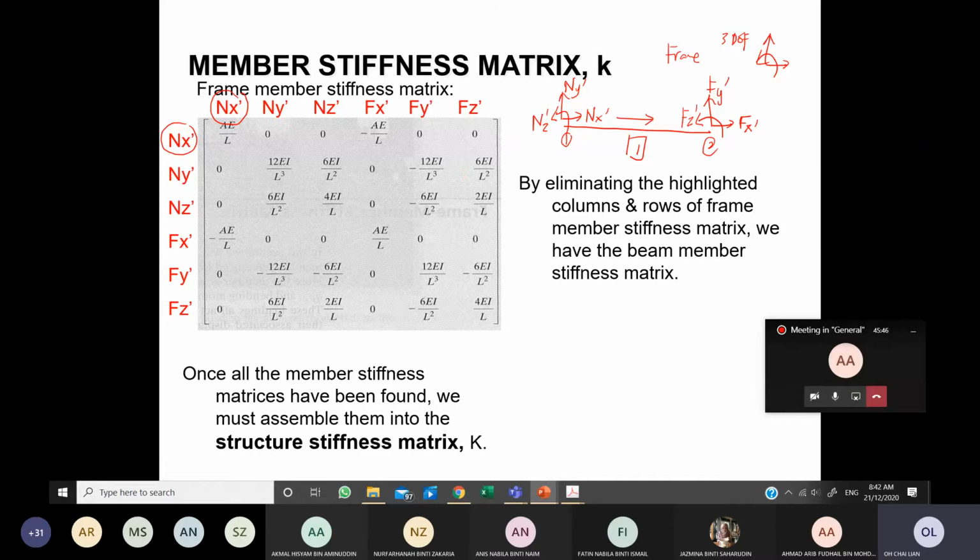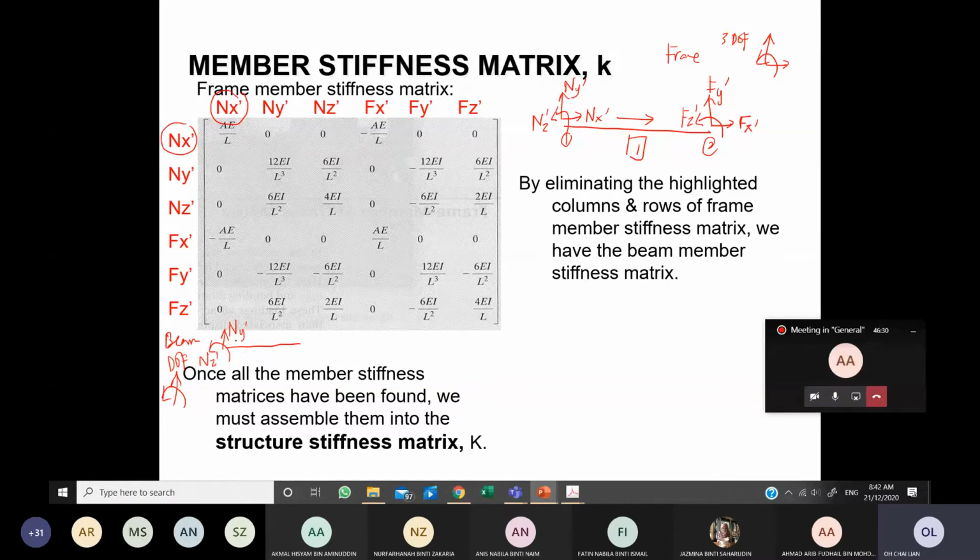If you want to simplify this whole thing into the member stiffness matrix, you need to refer to beam. What is the DOF for the beam? Let us just draw, but I don't have place. Maybe I can draw it here. Let's say this is beam. Remember, in the beam, the DOF, there are two. One is the vertical and one is the rotation. So if you want to draw it here, this will be NY prime and NZ prime.